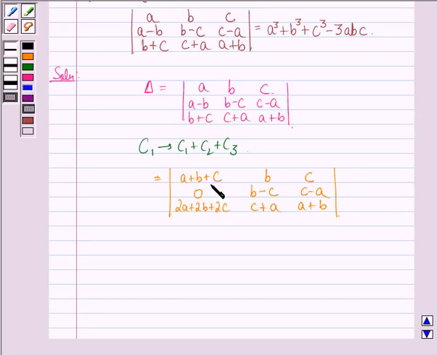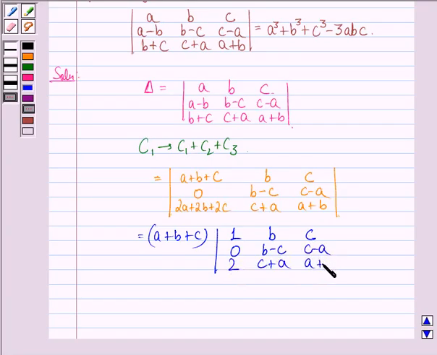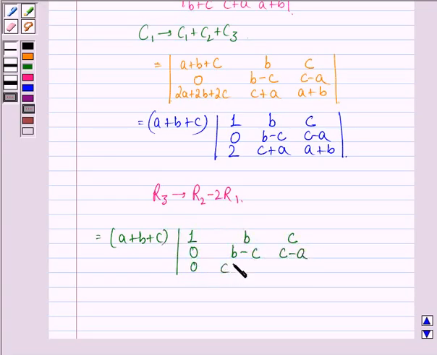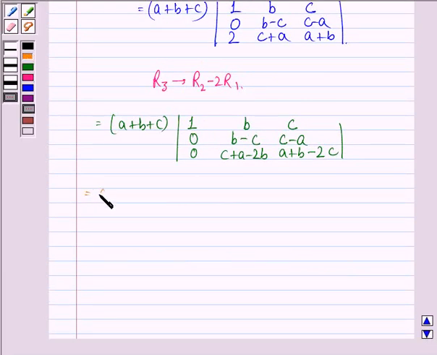Now, taking A plus B plus C common from the first column, we get A plus B plus C into determinant |1, B, C; 0, B minus C, C minus A; 2, C plus A, A plus B|. Now, applying R3 goes to R3 minus 2R1, we get A plus B plus C into determinant |1, B, C; 0, B minus C, C minus A; 0, C plus A minus 2B, A plus B minus 2C|, that is equal to A plus B plus C into B minus C multiplied by A plus B minus 2C minus C minus A into C plus A minus 2B.